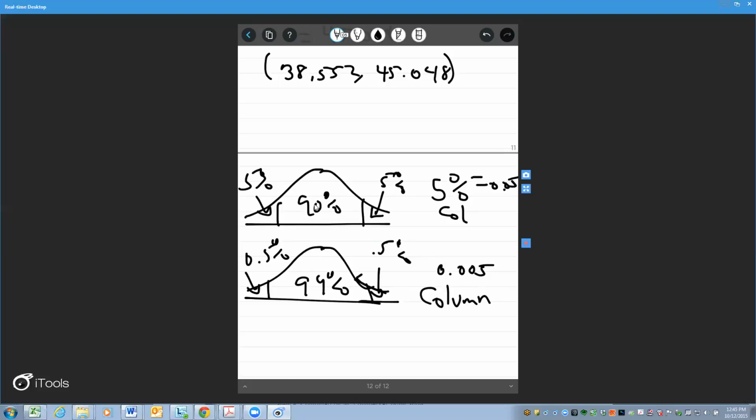Again, whatever the confidence level is, I'm going to take that away from 1. That's going to be the amount of area under the two tails combined. So I'm going to cut that in half to get the area under one tail, and that then tells me the column I'm going to look in. All of your problems on confidence intervals will work just like this example, and you will use the t-distribution to calculate those.